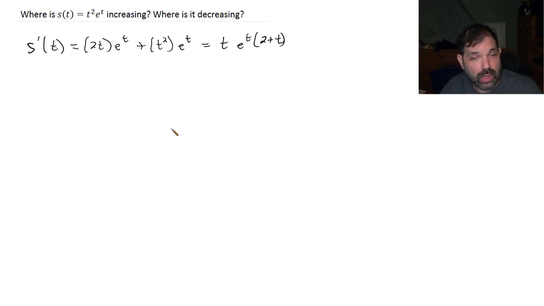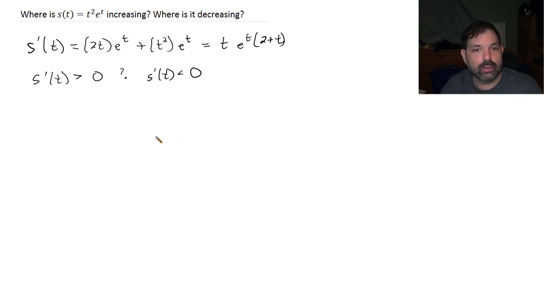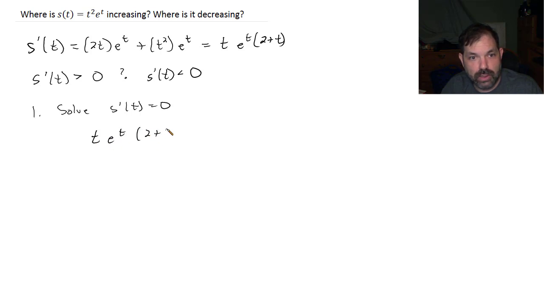All right, so now we need to solve where s prime of t is positive and where s prime of t is negative. In answering both of those, it's useful to first find where s prime of t is equal to 0, if possible. So let's solve s prime of t equals 0. We already have the factored form, t times e to the t times (2 plus t). It's already in this nice factored form.